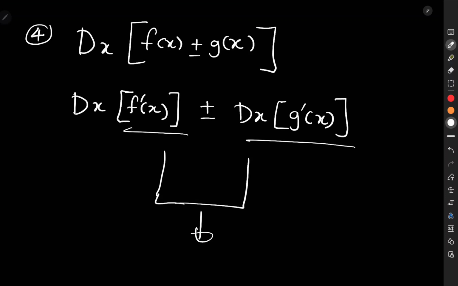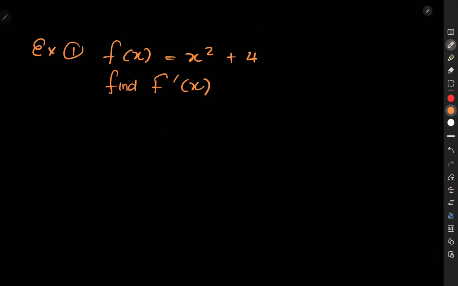So these are the four laws that we're going to be exploring in this video. Let's jump straight into a couple of examples to further understand these laws. The first example that we're given is f of x is equal to x squared plus 4, and we need to find the derivative.